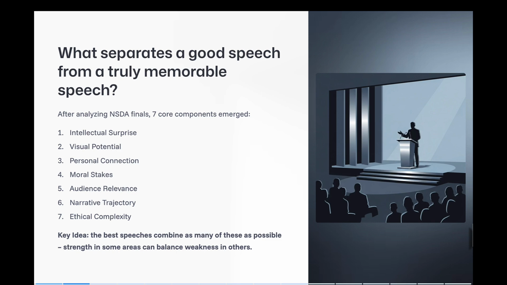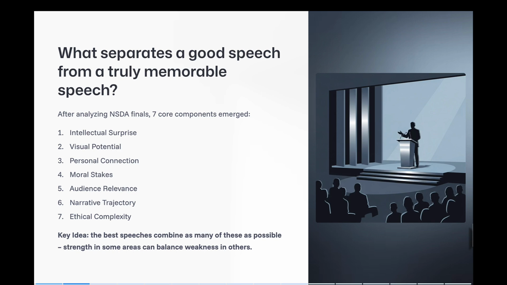And we realized that there were 7 core components that emerged: intellectual surprise, visual potential, personal connection, moral stakes, audience relevance, narrative trajectory, and ethical complexity. Now, not every speech necessarily excels in all of these. I think this is actually a part of info that makes it a little bit trickier than other speech events.